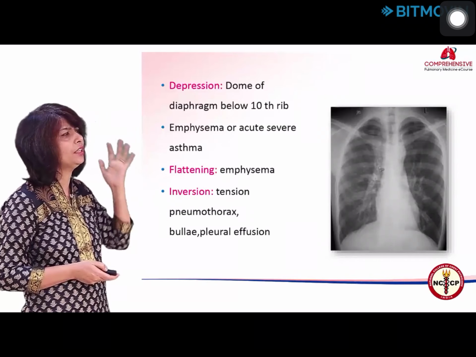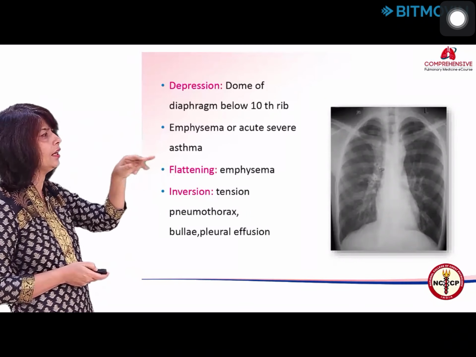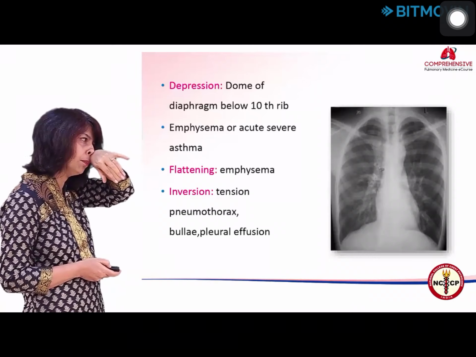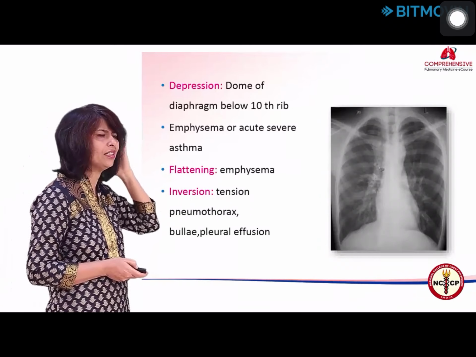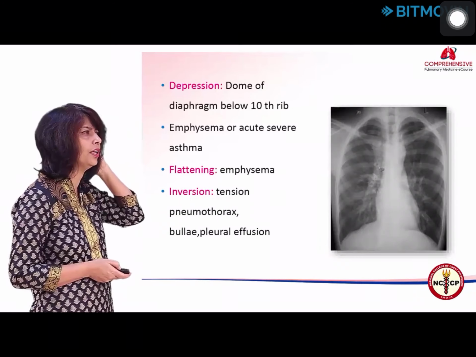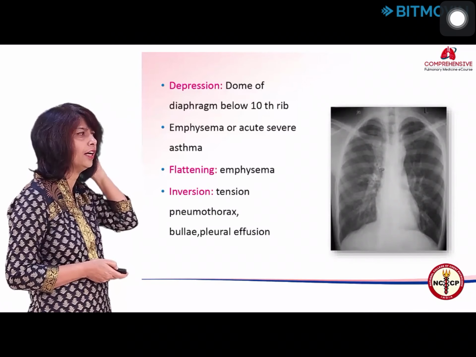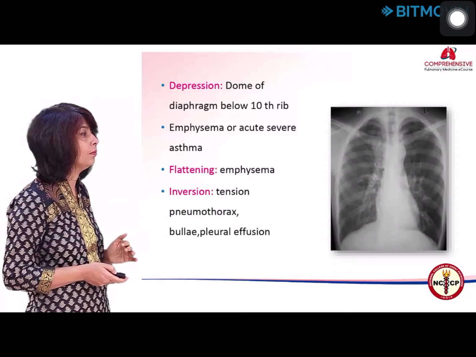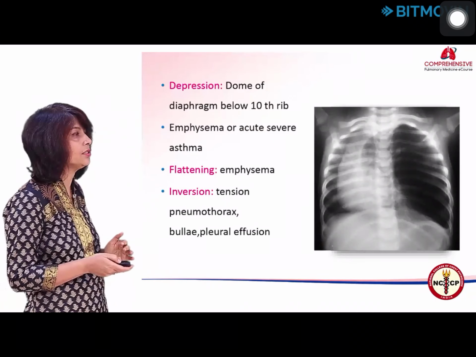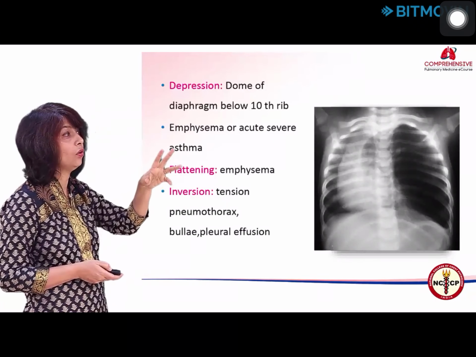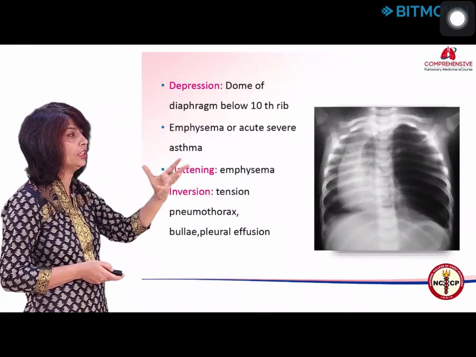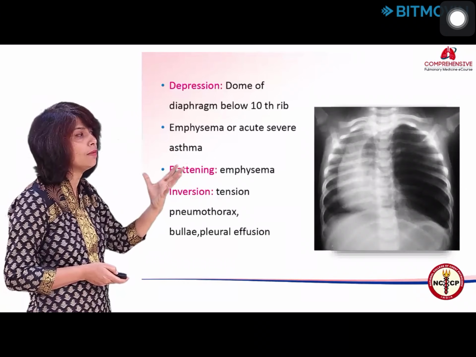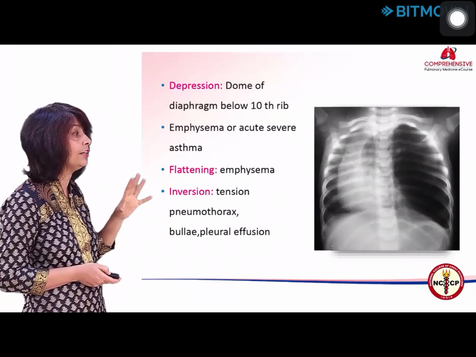Depression we have already done. One was that criteria, and the other criteria is the 10th rib. Hyperinflation is important in the context of COPD and emphysema, to quantify and see whether there is depression or not. But more important is in the case of tension pneumothorax, where it is really causing flattening, and in its extreme form it becomes what is called inversion.